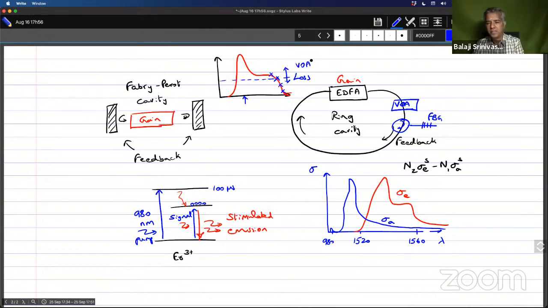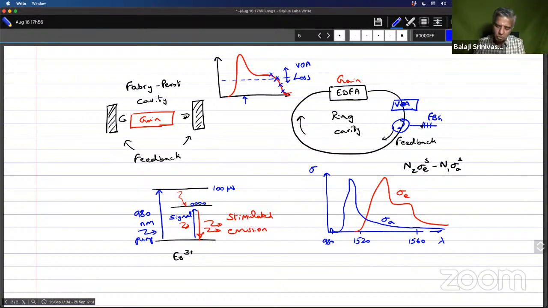Okay, so that was the role of the VOA. The VOA in this case was used to change the wavelength at which it was oscillating. Now, let's go to the other part where an FBG can be useful.